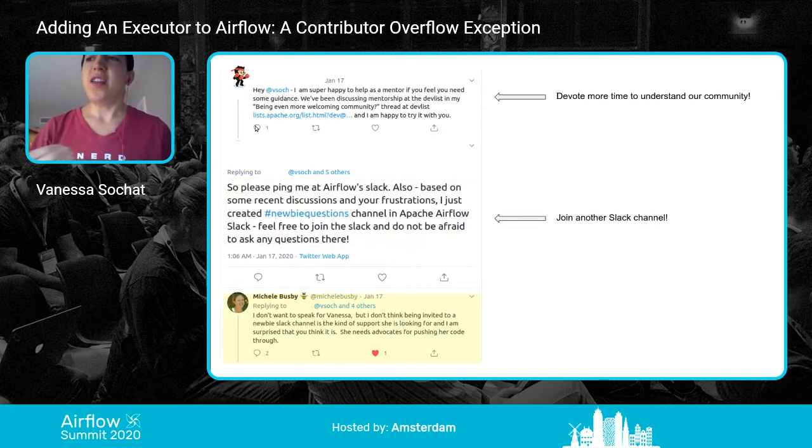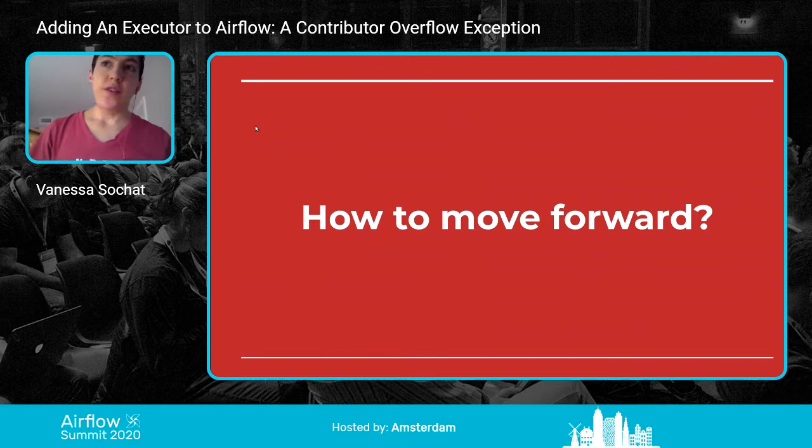And she said, I don't think this is the kind of support that Pushina Cat needs. I think she needs advocation for pushing her code forward. Whew. So, how to move forward. This was a crossroads because Pushina Cat could have decided, what? I am so burnt out. I'm tired. I just want to run away as fast as I can.